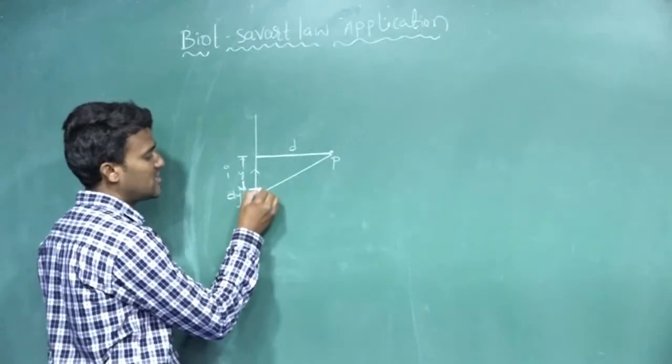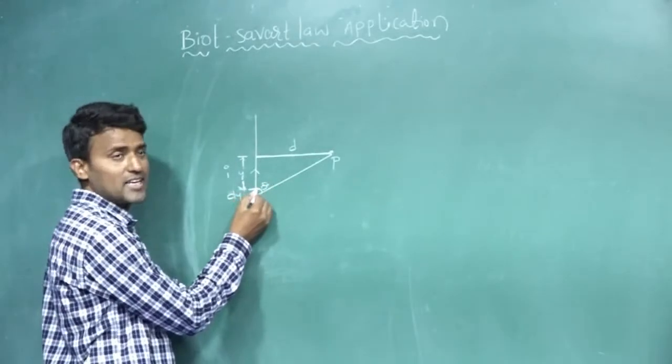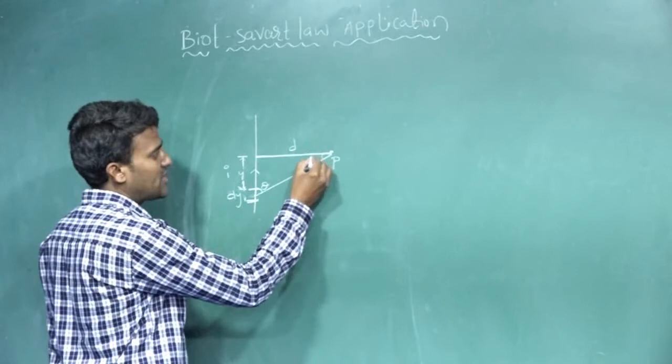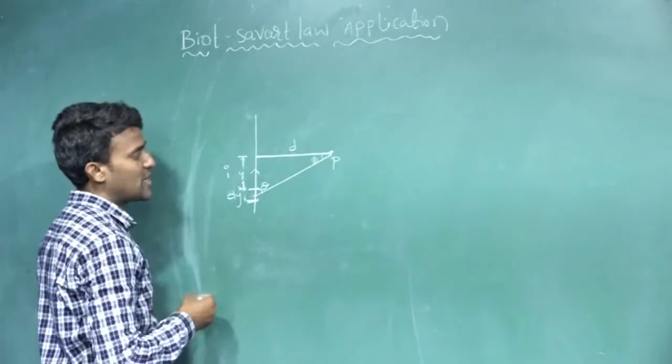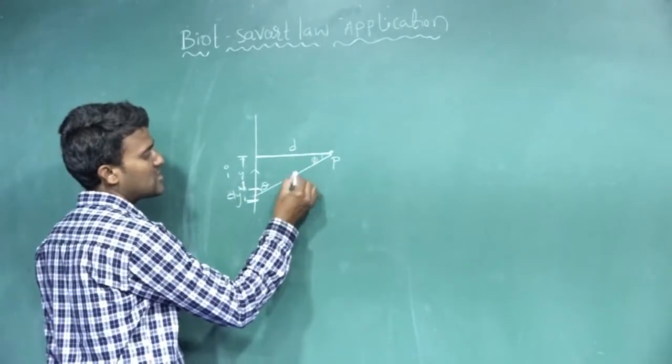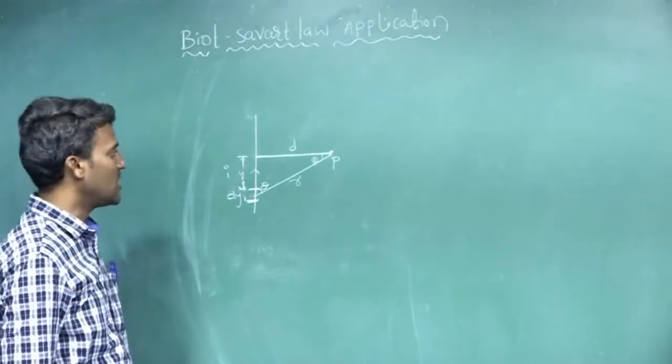This angle is theta, we know very well, and this one I am writing as angle phi. This one angle I am writing as phi, and this is r. This distance is r.